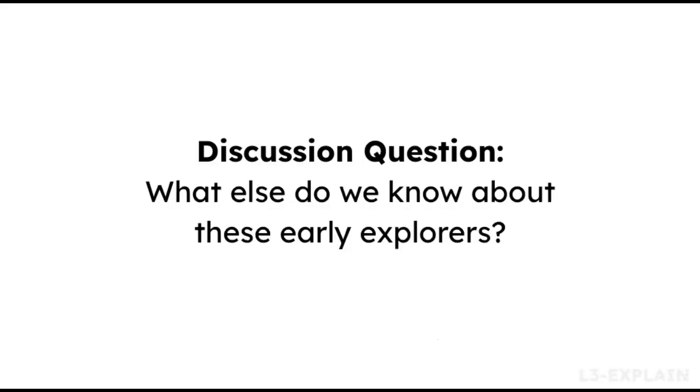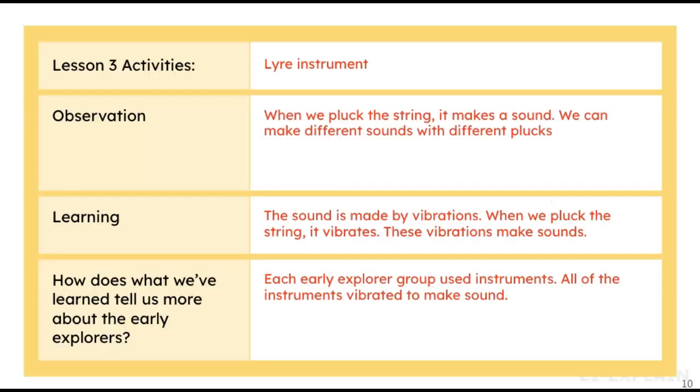In the Explain portion of the lesson, students will engage in a class discussion. You'll invite them to gather and analyze their observations around the lyre activity. You'll use the provided questions to guide the discussion around what else do we know about these early explorers? The goal of this class discussion is to analyze the different instruments early explorers used. Students will think about how their lyres made sound. Use the discussion to create the Lesson 3 summary chart.